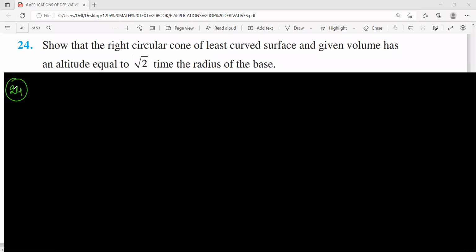Show that the right circular cone of least curved surface area. So the curved surface area I'm taking as just C. Curved surface area C is least. Least means minimum. That is minimum.